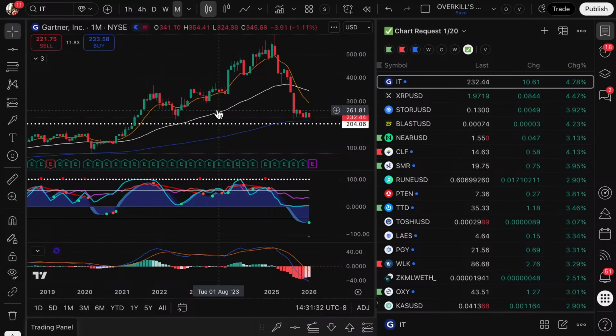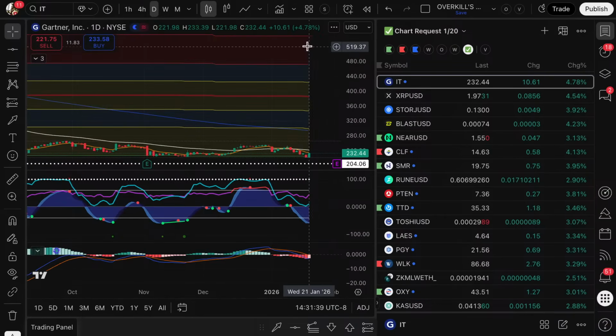I don't think that one breaks down below 200 if this signal can hold. These guys actually don't look too bad. They make $1 billion a quarter. Target would be up there at 480 to 520. That actually looks pretty good.